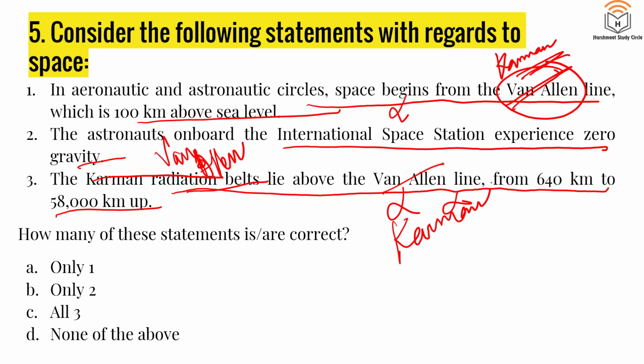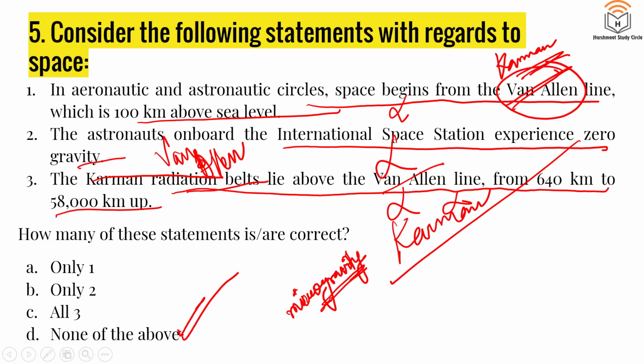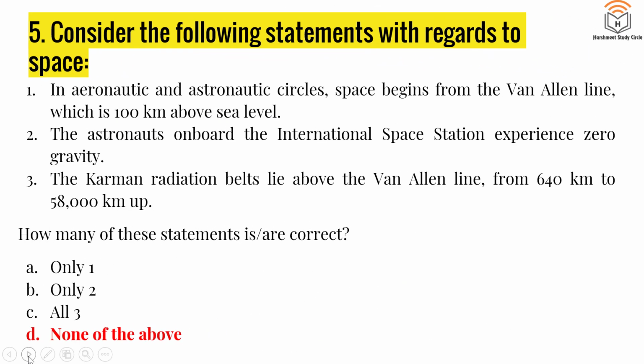Second is also wrong. So the astronauts who are on the International Space Station experience something called microgravity, not zero gravity. So they have a very light gravity that they experience. It is called microgravity. It is not zero gravity. Please do remember. So the answer thus is D. None of these is correct because they do not experience zero gravity. So the answer here is D.